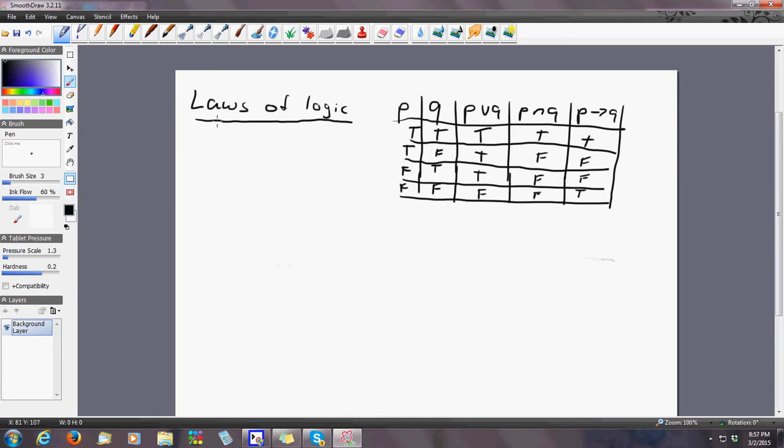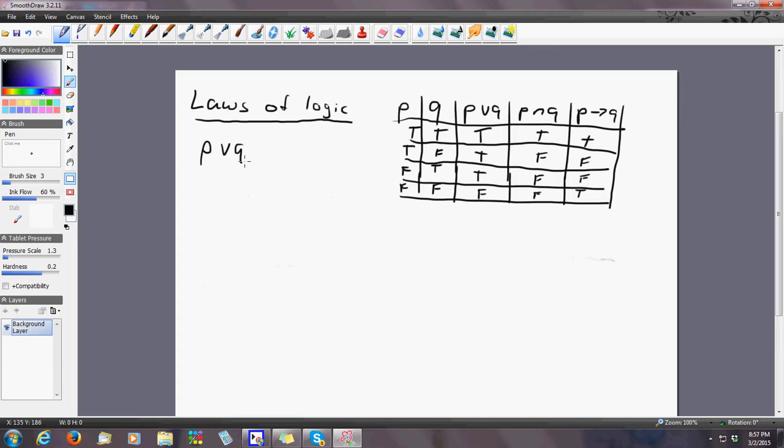Alright, quite honestly, the best part about logic and truth tables is that you get to use laws of logic. In order to do the proofs, you have to know the laws of logic. And so I have come here to help you. And what I'm going to do is I'm just going to hop on in.